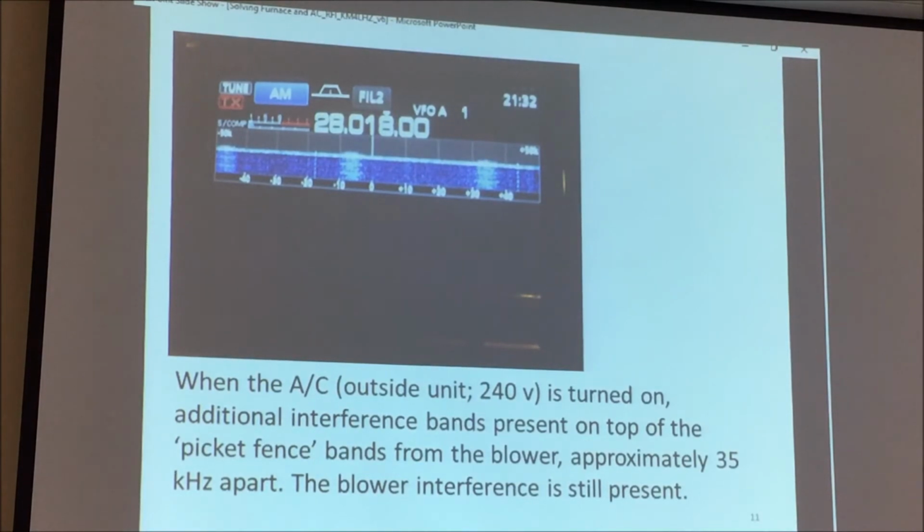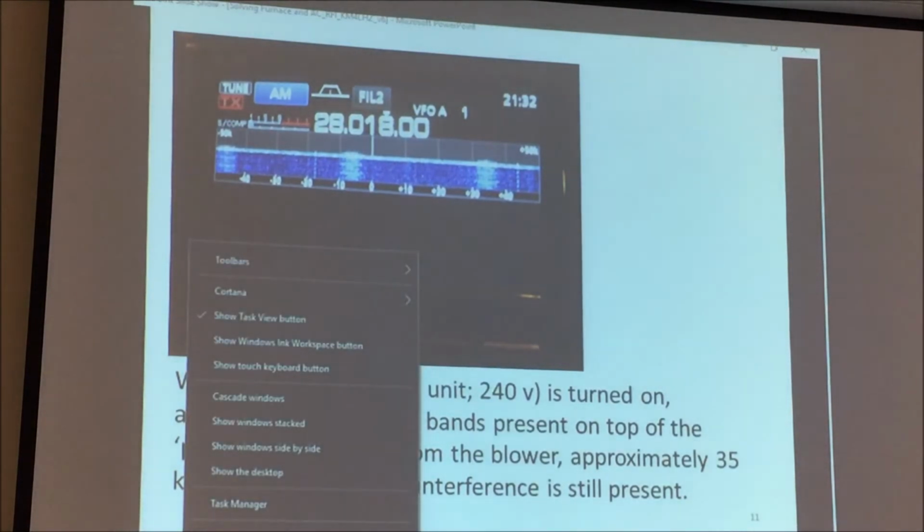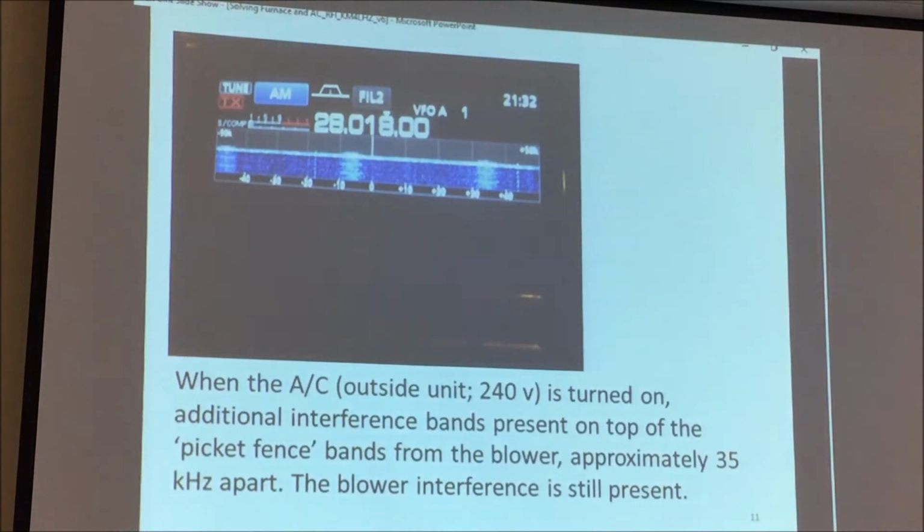Now, of course, you can't have the air conditioning on without having the blower fan in the furnace on to circulate the air. And when the AC went on, I got these extremely strong bands. They're about 35 kilohertz apart. And behind them, you can still see the picket fence interference from the blower motor in the furnace. So now I had 2 problems. It turns out I might have had 4 problems, which I'll explain.